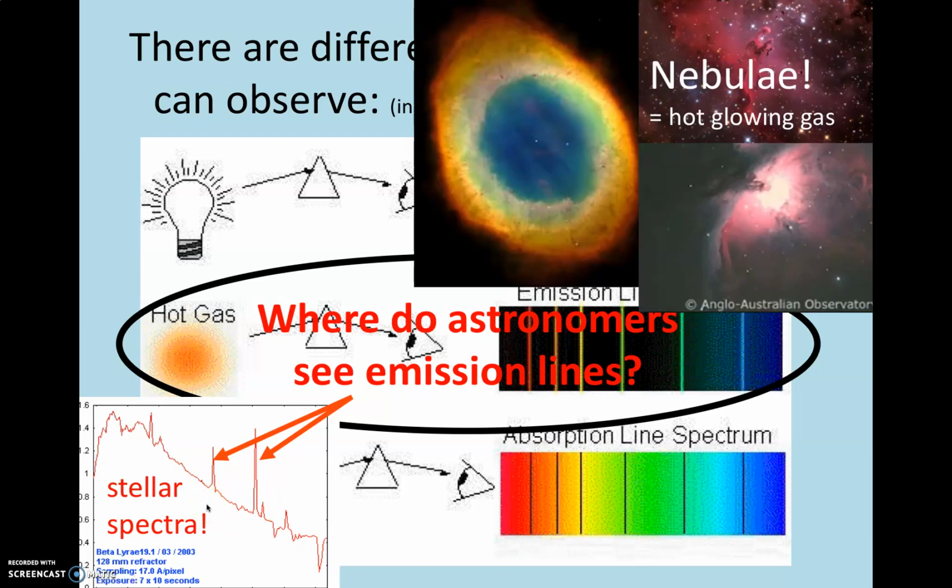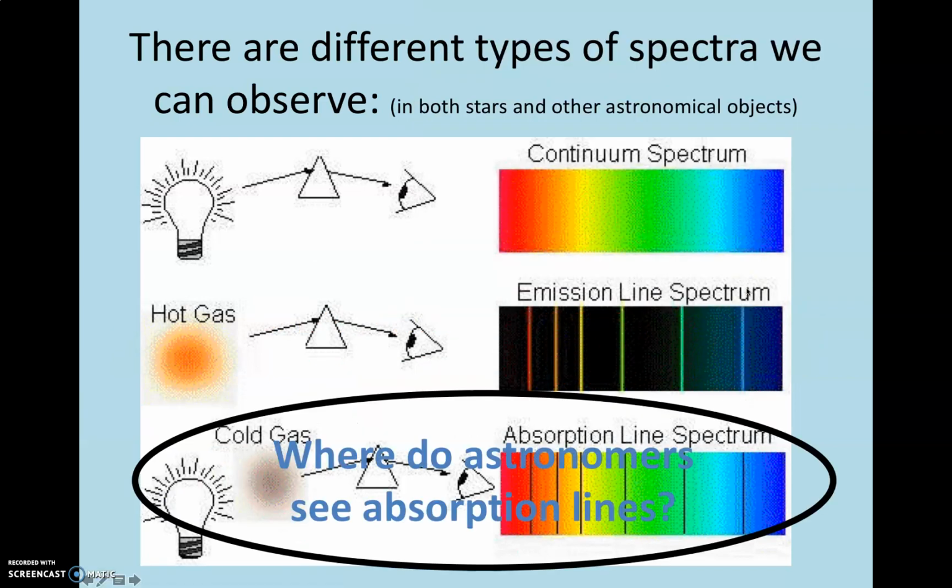You also see emission lines in nebulas because they're hot glowing gas. Hot glowing gas emits specific lines of radiation because it is the gas that is glowing. It's not an overall object that is glowing, it's the individual atoms of gas, and we can see those and tell what gases they are based on the different colors, the different lines that we see in the spectra.